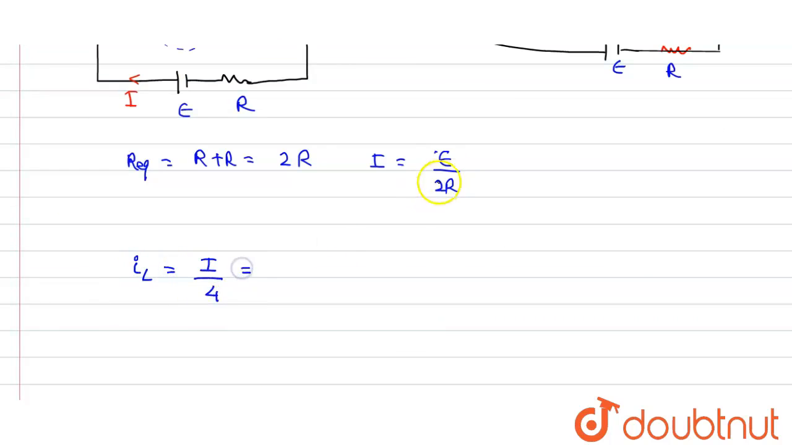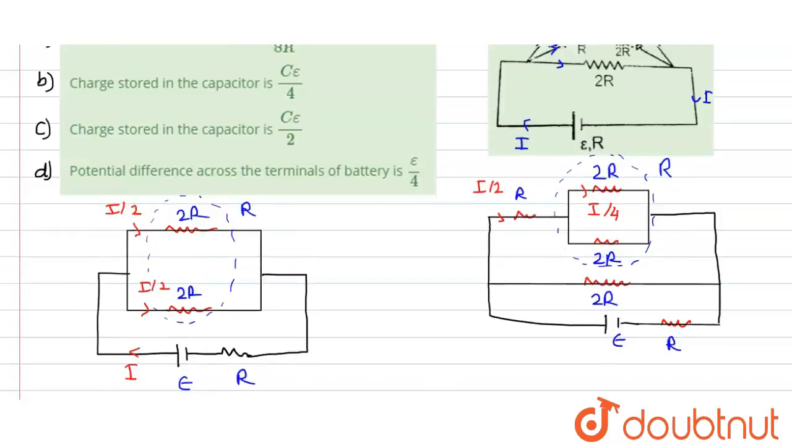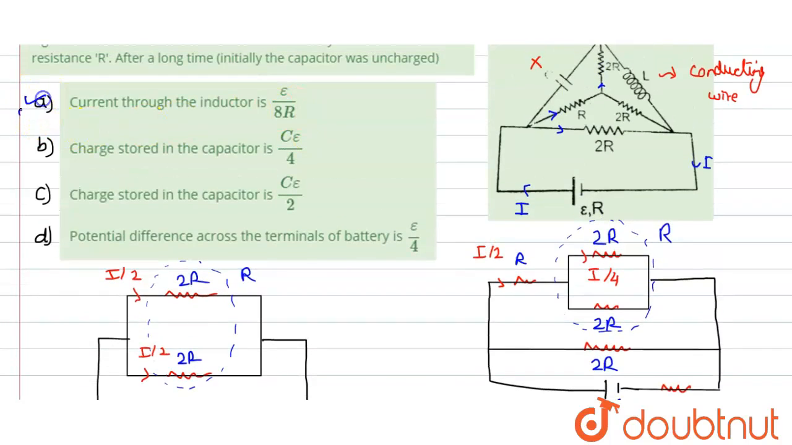And what is the value of I? It is equal to E by R. Now if you put this result into it, it would be E divided by 4R. Sorry, 8R. So if we check, the first option is the correct option.